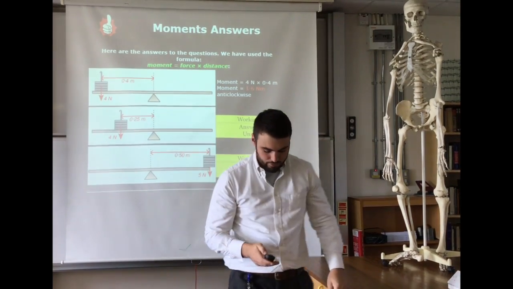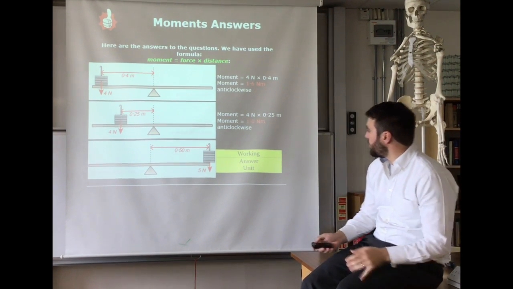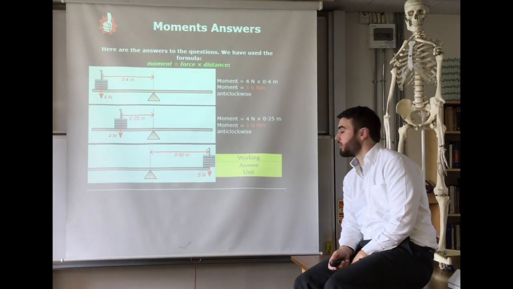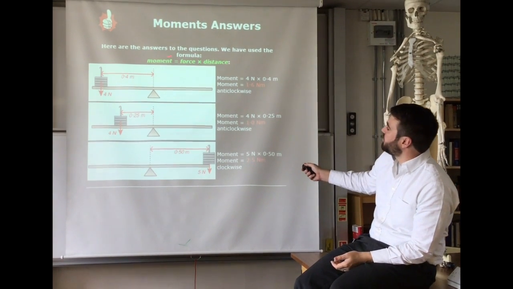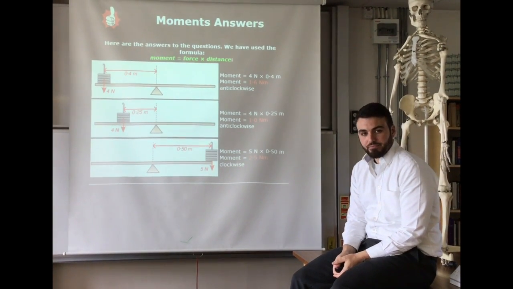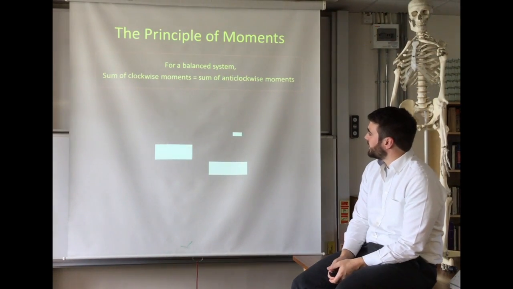So very quickly, 4 times 0.2, answer with unit, and whether it's clockwise or anti-clockwise. Working, answer, unit. For each of these, I should have written the equation at the start. Okay, if you're struggling with that, go back and do it again. Next, it's going to get harder.